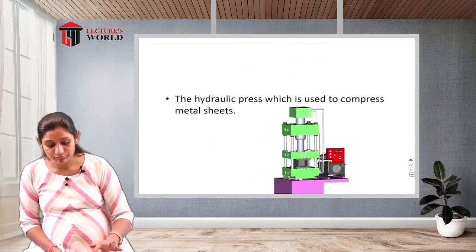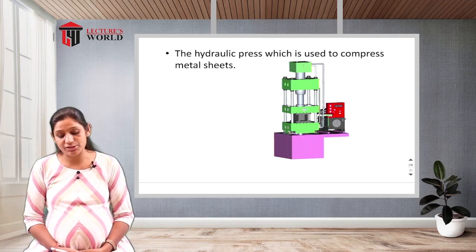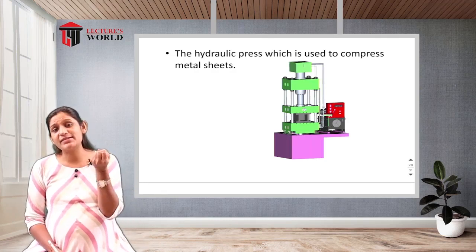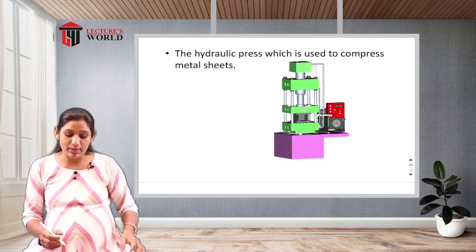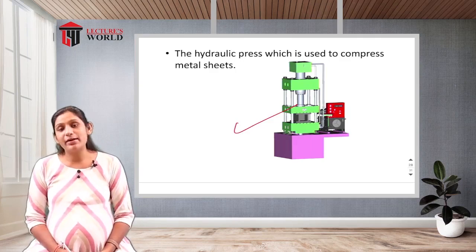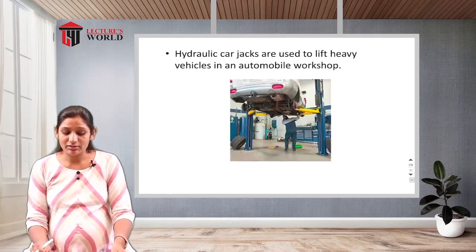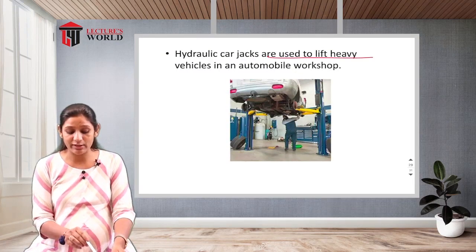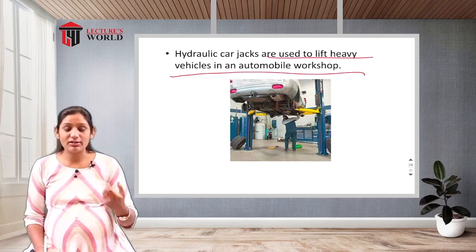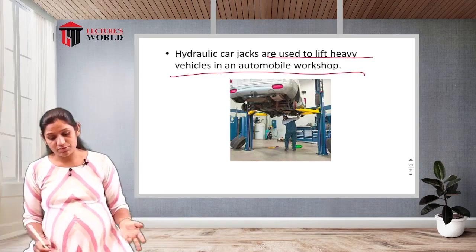Next one, the hydraulic pressure which is used to compress the metal sheet. The hydraulic pressure absorbs the jerk, which is a mechanical factor, and is used to compress the metal sheet. Next one, hydraulic car jacks are used to lift heavy vehicles in an automobile workshop. The heavy machines or heavy instruments are lifted by the hydraulic pressure.